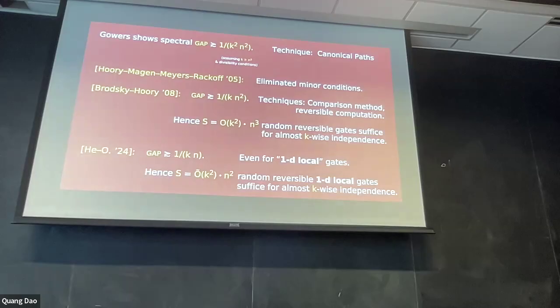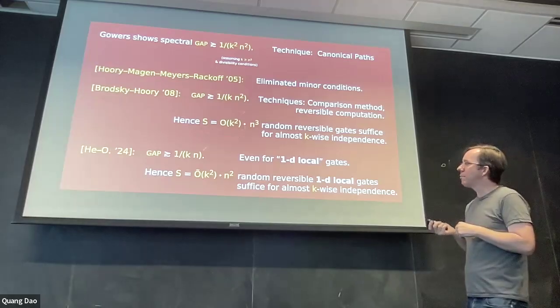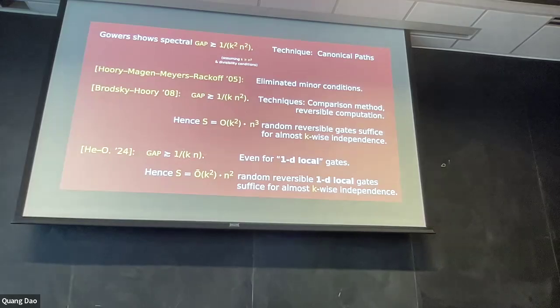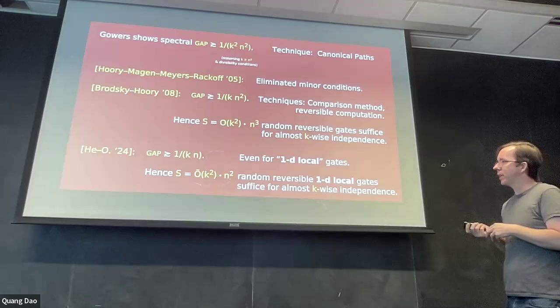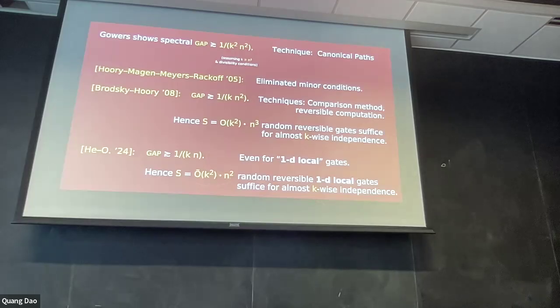Okay, and then William and I thought about this recently, and we improved the gap to 1 over k times n. We got rid of 1 factor of n, and this is even for 1D local gates, so gates that operate on consecutive wires. And that's nice because it shows that something like n squared random reversible 1D local gates suffice for almost k-wise independence.